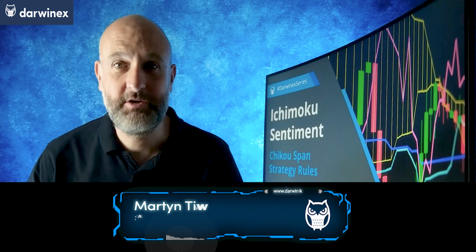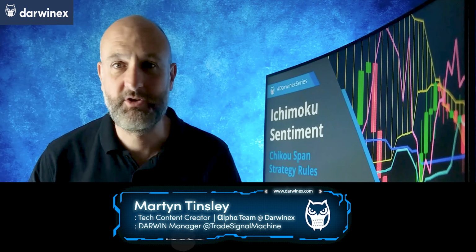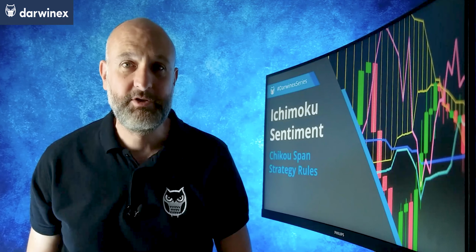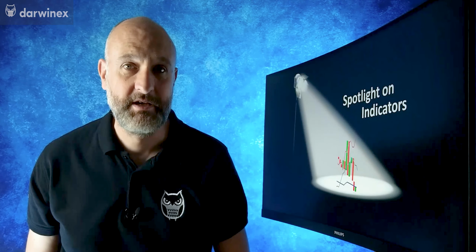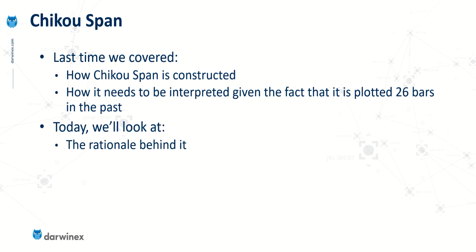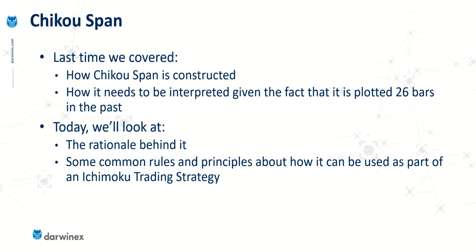Today I'll be looking at how the Chikou Span line might be used as part of a trading strategy and considering some of the characteristics that can be used to inform trading rules. This is all part of the Spotlight on Indicators series, and specifically last time I covered how the Chikou Span is constructed and also some guidance around how it needs to be interpreted given the fact that it's plotted 26 bars in the past. And the fact that it's plotted in the past is one of the reasons why it's often called the lagging span. Now today I'll start to look at the rationale behind this and also consider how we can build some rules and principles around the interpretation of this lagging span in order to form part of a full trading strategy.